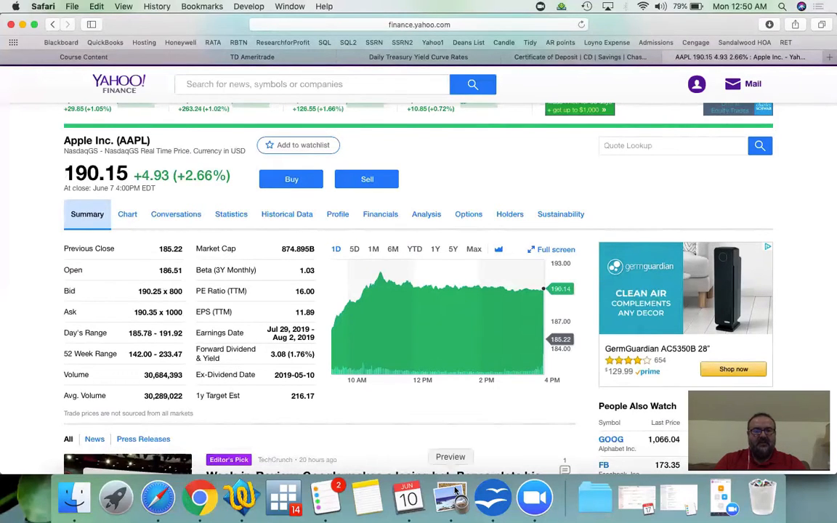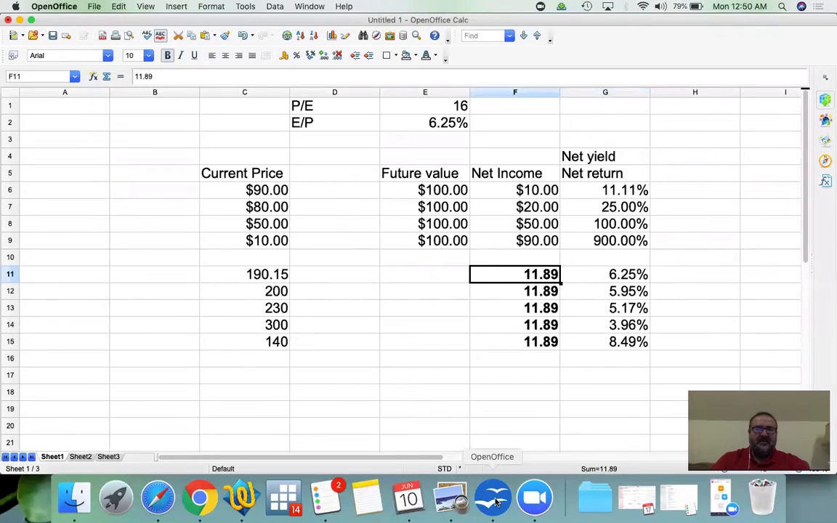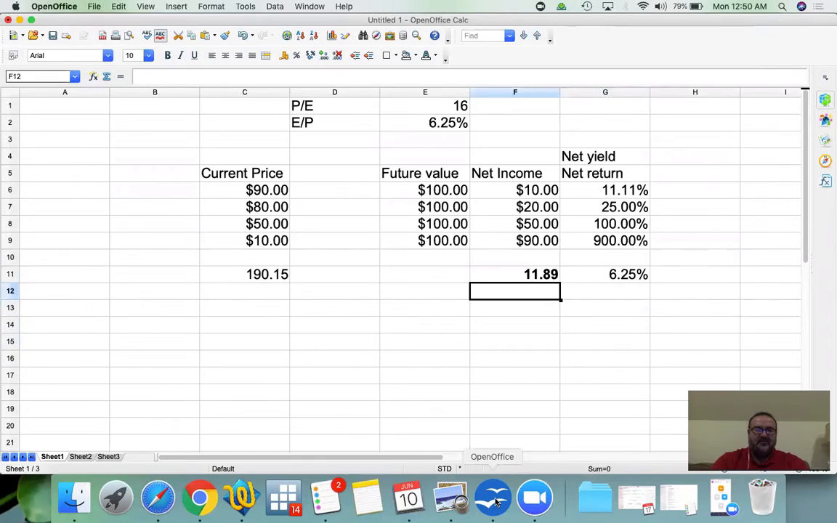Now, let's do a simple math. Let's say that we are expecting the earnings per share to go down to, say, based on this one single data, let's say that we expect this to go down to $10 per share. And based on the same 6.25%, this would be $160.